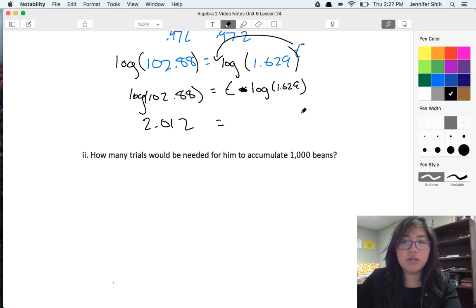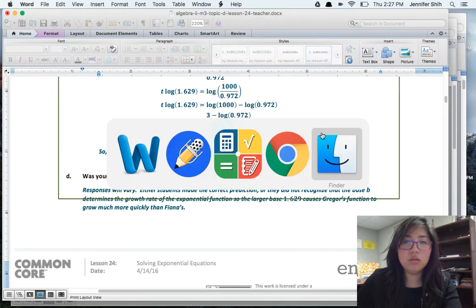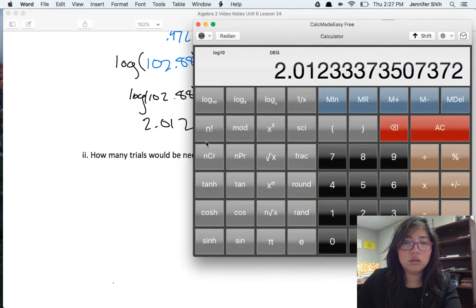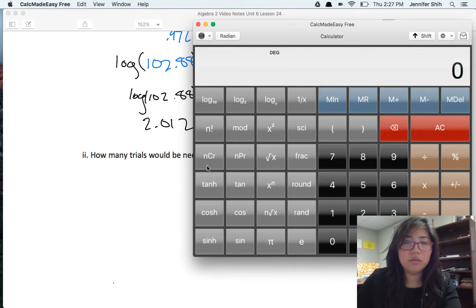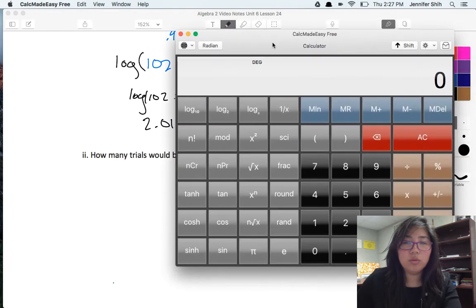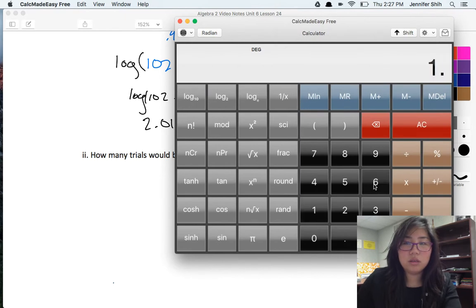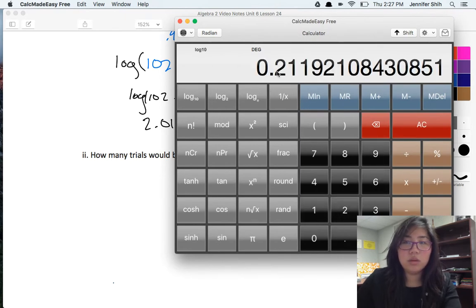Let's find out what log of this argument is. Oh no. Oh no. Come on. Okay. Log of, what was the number? 1.629 log 0.211.